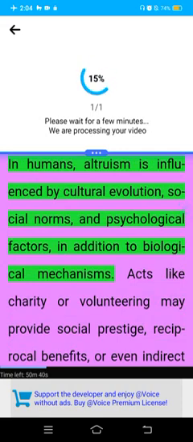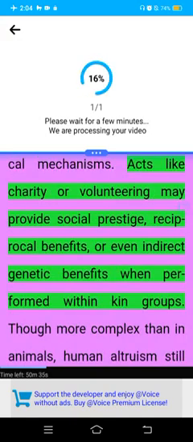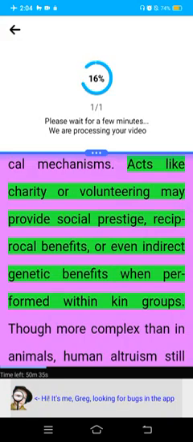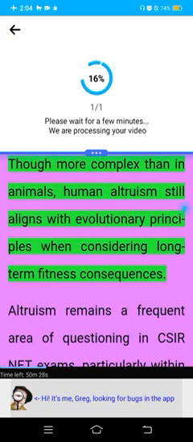In humans, altruism is influenced by cultural evolution, social norms, and psychological factors, in addition to biological mechanisms. Acts like charity or volunteering may provide social prestige, reciprocal benefits, or even indirect genetic benefits when performed within kin groups. Though more complex than in animals, human altruism still aligns with evolutionary principles when considering long-term fitness consequences.